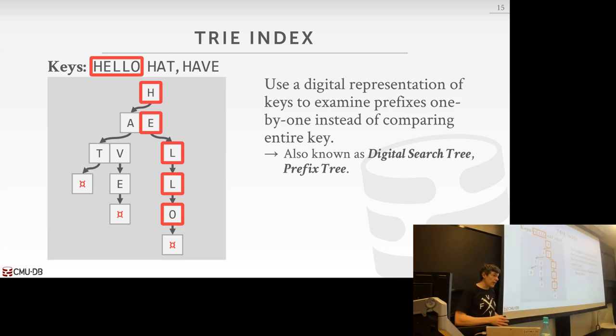So tries are old. Tries are older than B plus trees. Remember, B plus trees were invented in like 1973 at IBM. Tries were invented in like 1959 by a French researcher. He didn't have a name for it. And then another famous CS researcher, Edward Fredkin, a year or two later proposed the name trie, which is short for retrieval tree, to distinguish it from a regular tree data structure. So this is why they're called tries.